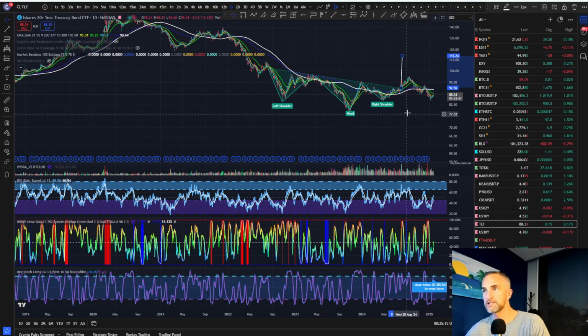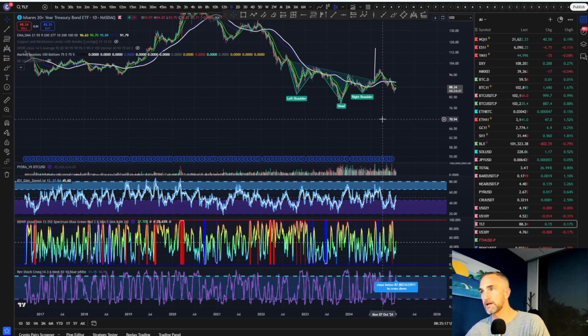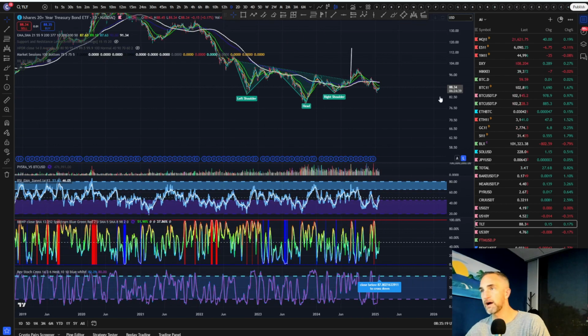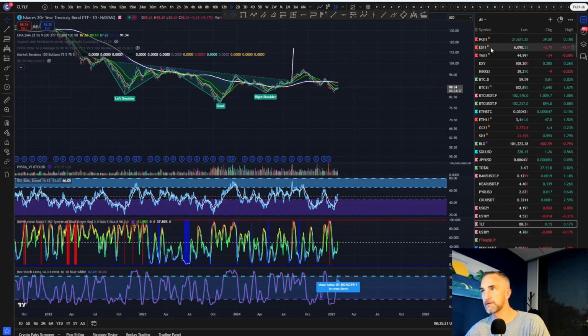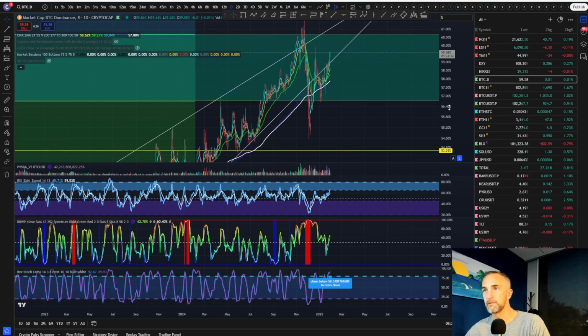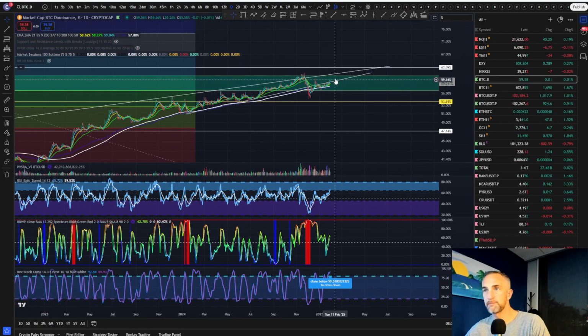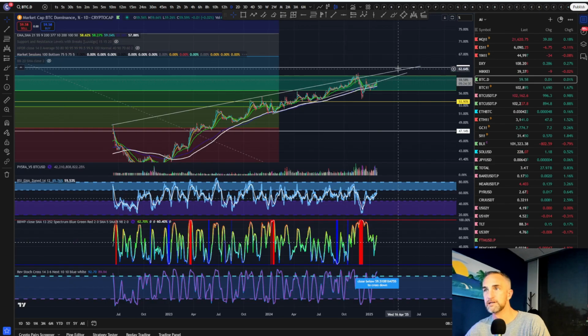So what we want this to do is to roll on over and interest rates to go down, right? That would spur the economy. Anything can happen at the moment. Bitcoin dominance taking a strong leg up, popping back into our triangle.